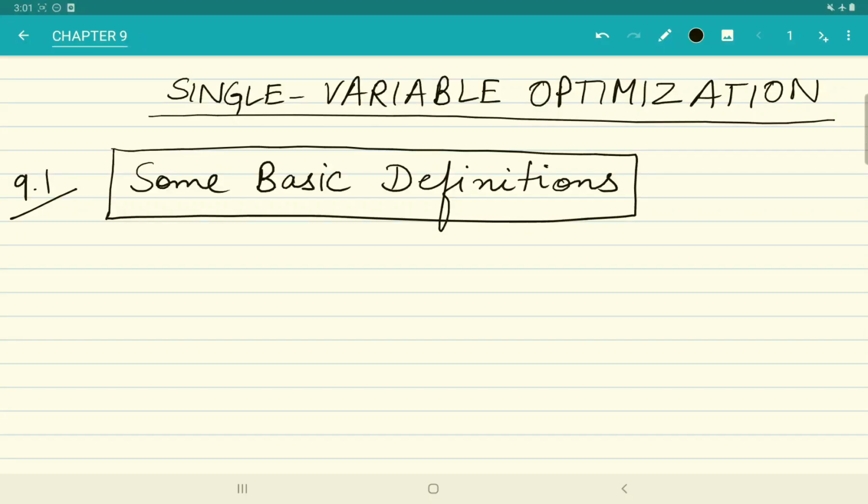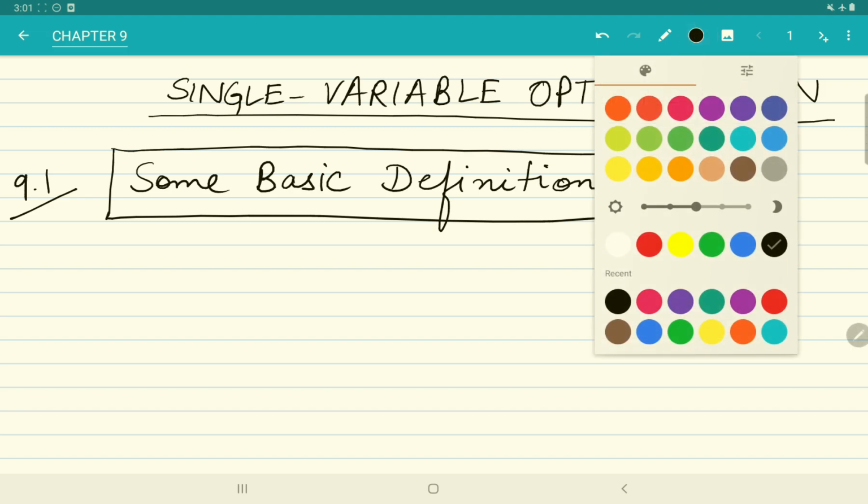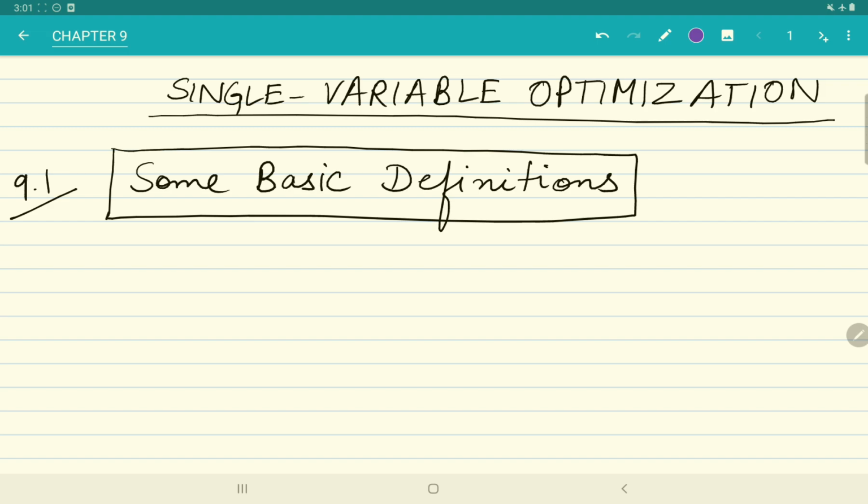I now take up chapter 9. It is single variable optimization, and we start with some basic definitions. Here, if we get back to what we studied in chapter 7, there if I talk about f of x, and let's say this has domain D.